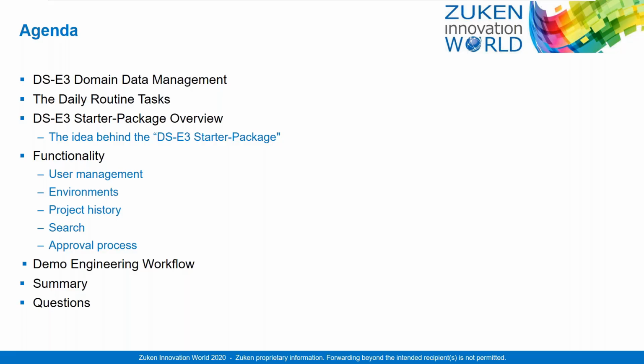The areas that we'll look at are to do with the user management, the E3 environments themselves, accessing all of that project history, finding your projects using the search, and a basic approval process that you can use within the E3 for releasing data. Hopefully it's not going to be death by PowerPoint, so we'll run through some of this in slides, but then we'll actually have a look at the application in anger, and hopefully you can see how it works. We'll have a quick summary, and hopefully we'll have a few minutes at the end for questions.